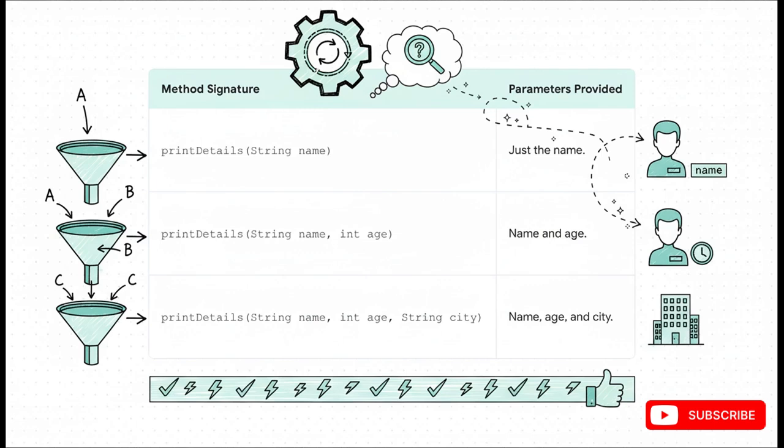And here's what that looks like in code. We've got three methods here, all named printDetails. If you just give it a name, Java is smart enough to run that first version. Give it a name and an age, Java automatically picks the second one. It's a super elegant way for your program to know exactly what you're trying to do.